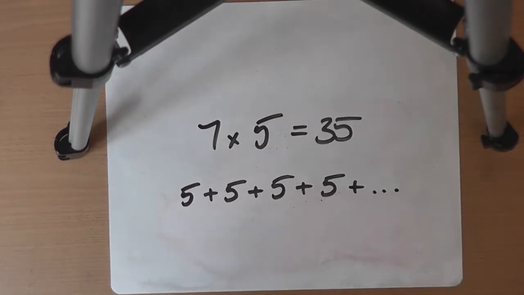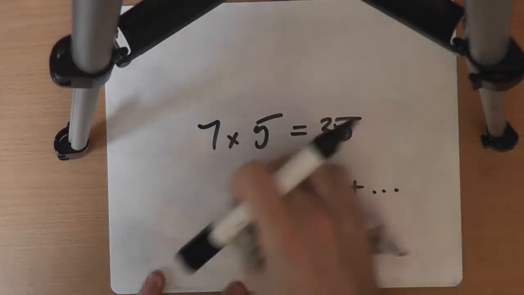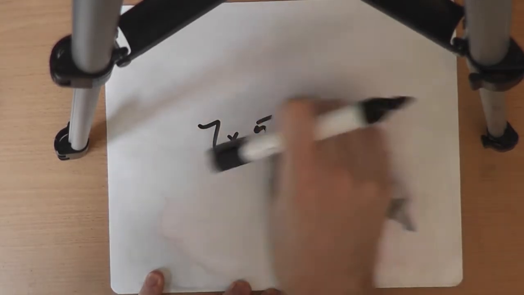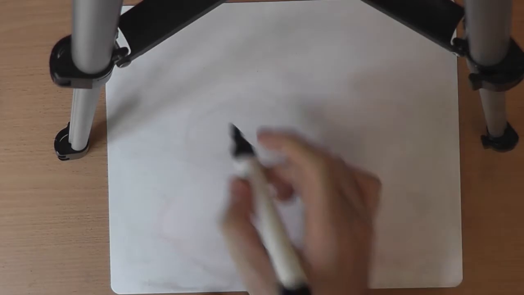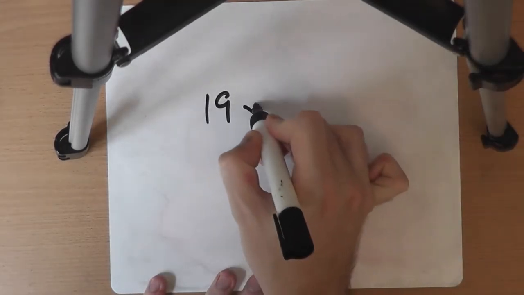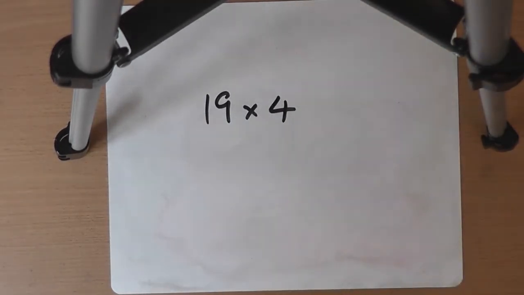Repeated addition, not very useful maybe if the numbers are very big, but it could be useful in some cases. In particular, we could combine it with our second top tip. Imagine we had a question like this, 19 times 4. Now we could do that in the same way, 19 lots of 4, we could do 4 plus 4 plus 4 plus 4 plus 4, count up in 4s and do it that way.